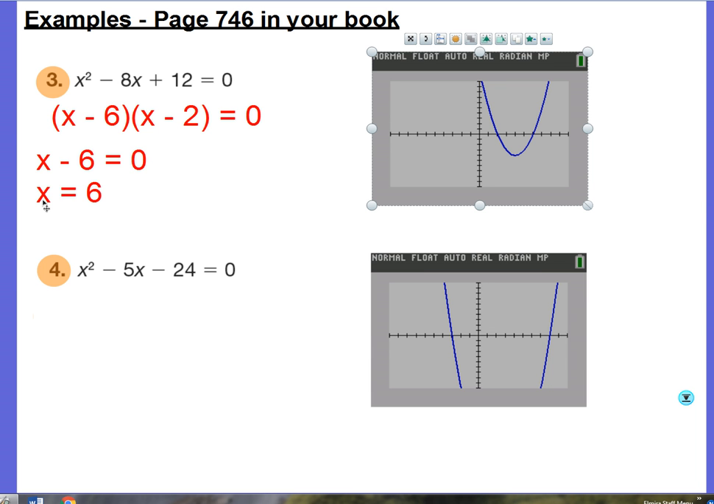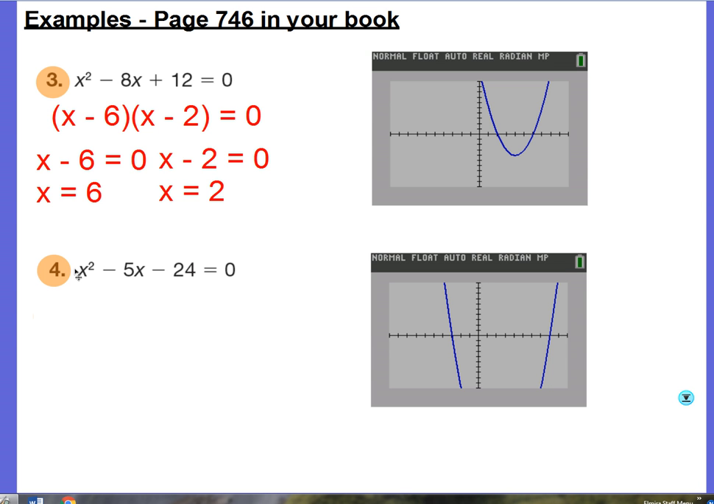If I got x equals positive 6 and I put my quadratic in my y equals, and I see that it crosses at positive 6, I did it right. And my other factor was x minus 2, and we set that equal to 0. Well, what take away 2 would be 0? 2. And the graph crosses at positive 2.